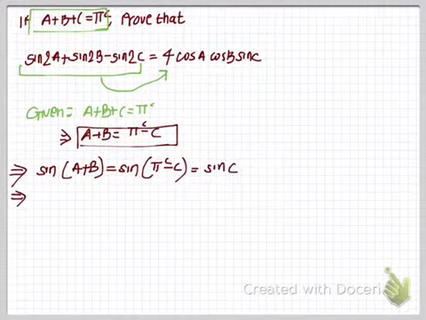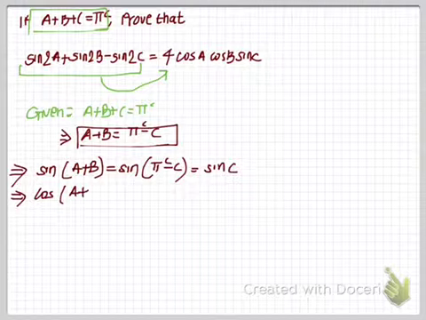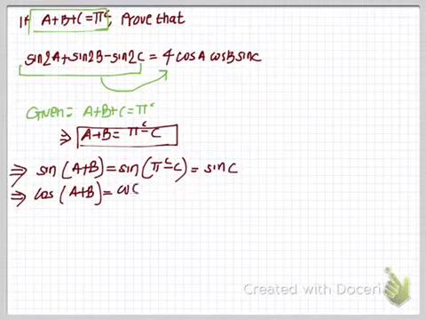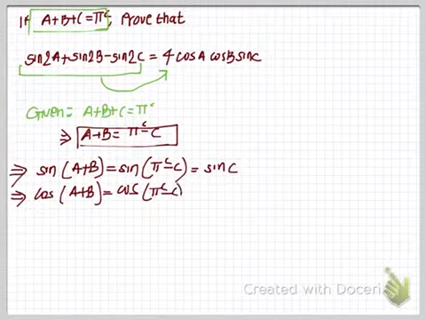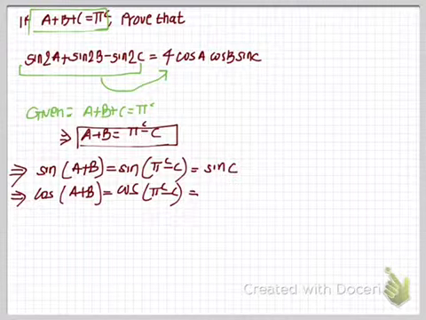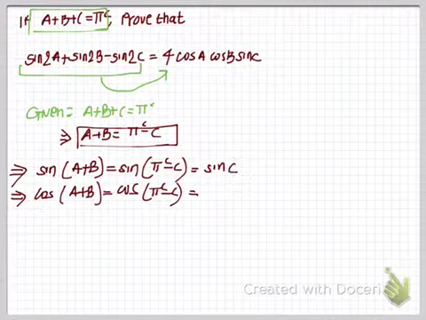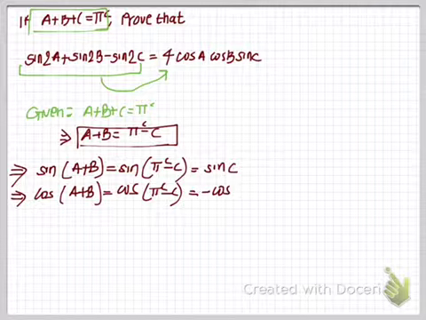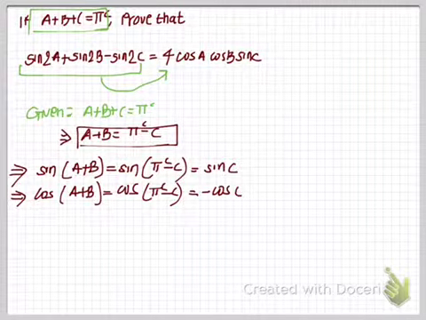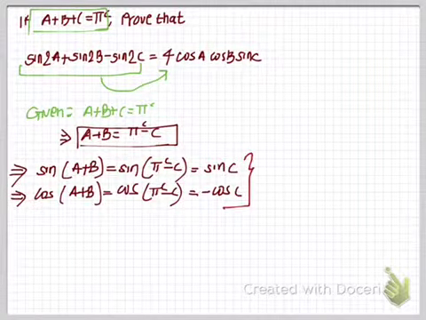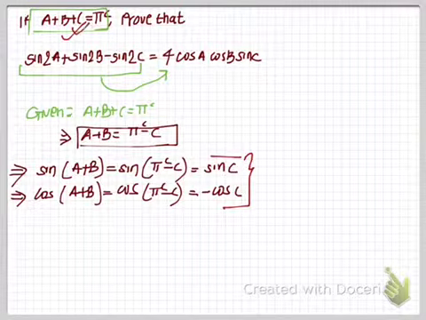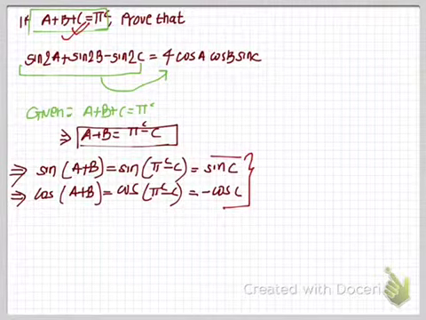Similarly, if we operate by cos, then we have cos (A plus B) is equal to cos (pi radian minus C), and cos 180 degree minus C, or cos (pi radian minus C), is equal to minus of cos C. So I'll use just these two pieces of information from our given condition A plus B plus C is equal to pi radian. Now I'm going to take the left hand side of our equation.